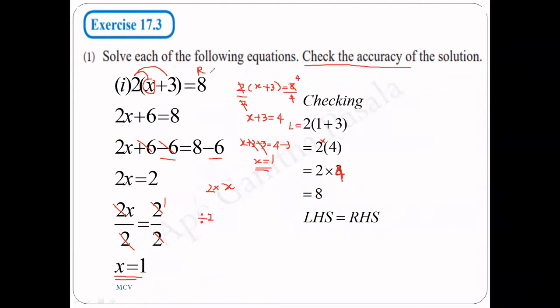Then left and right are equal. LHS equals RHS. If LHS equals RHS, what can you decide? You can check the accuracy. What can you say about the solution? Your solution is correct, because the left hand side value was 8 and the right hand side also 8. Both LHS equal to RHS, then the solution is correct.